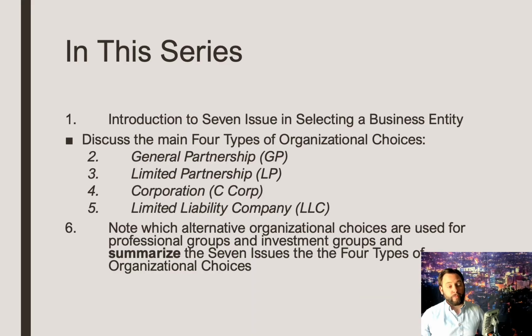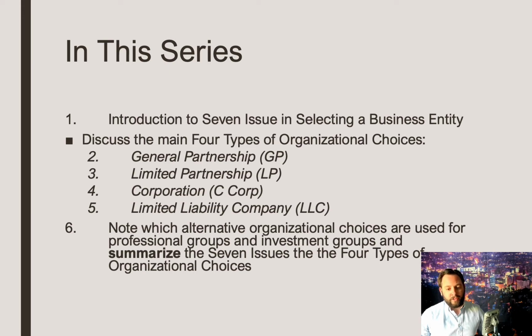This series is going to proceed with 6 videos. First, we're going to introduce the process of selecting a business entity by reviewing 7 issues that are going to come up time and time again when deciding what entity to choose. We're then going to discuss the 4 major types of organizational choices: general partnerships, limited partnerships, C corporations, and limited liability companies in the context of those 7 issues, forming a matrix of effectively 4 entity choices by 7 issues.